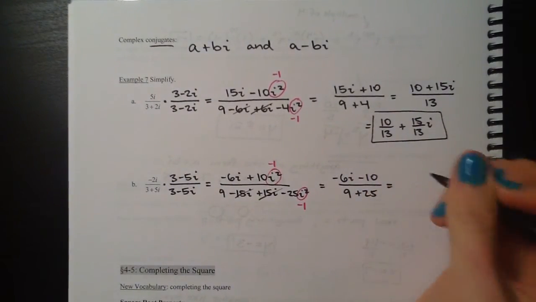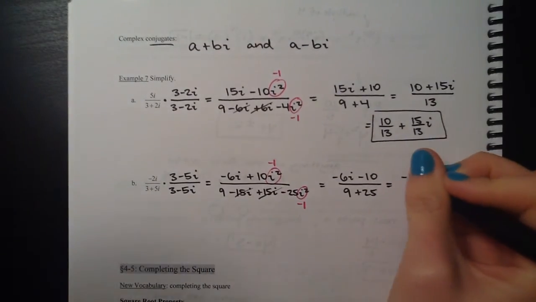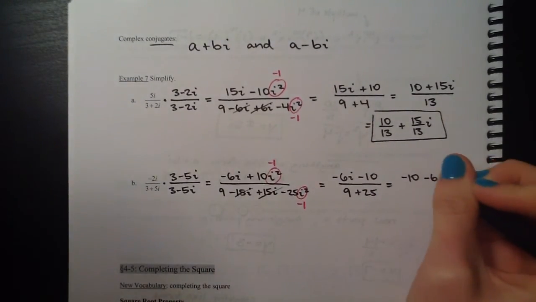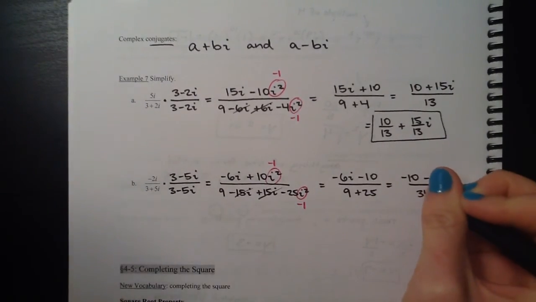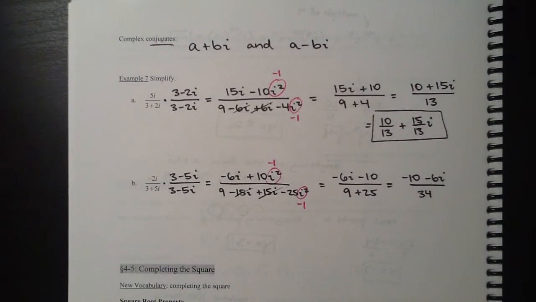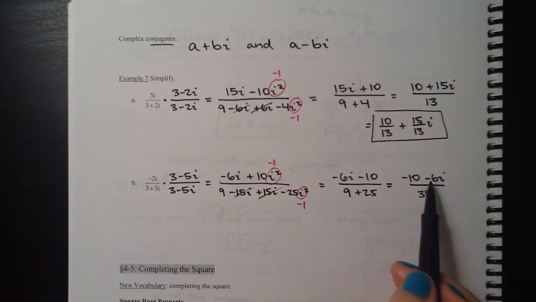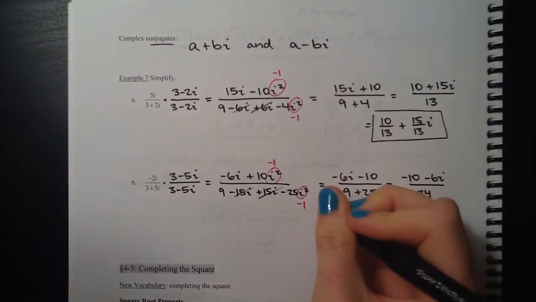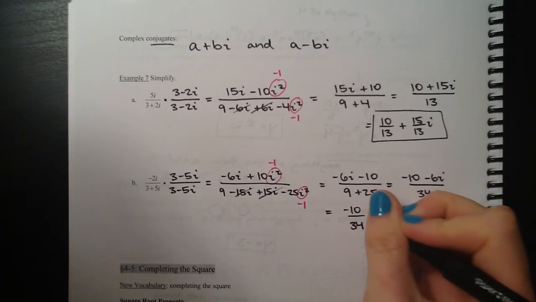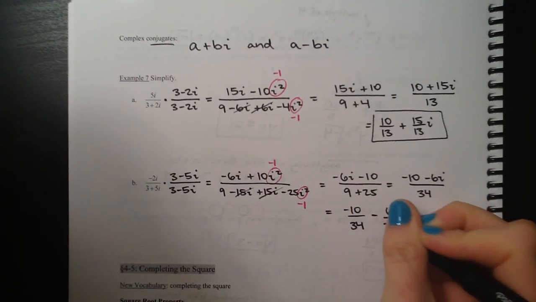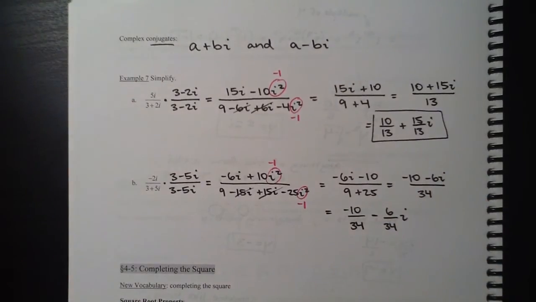Okay, so same as up above. I'm used to seeing these two pieces in the opposite order, so I'm going to put the negative 10 first, then minus the 6i, and then my denominator will be a 34. Okay, so I'm going to uncombine like terms, split these up. So I'm going to put the negative 10 over 34, and then I'm going to put negative 6 over 34 multiplied by my i on the outside.